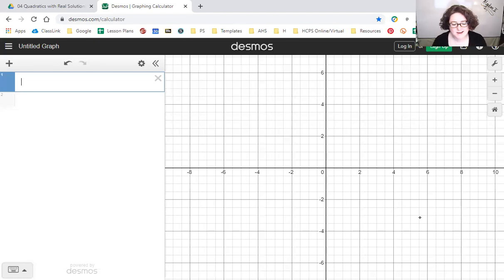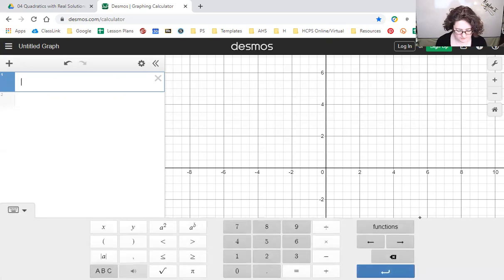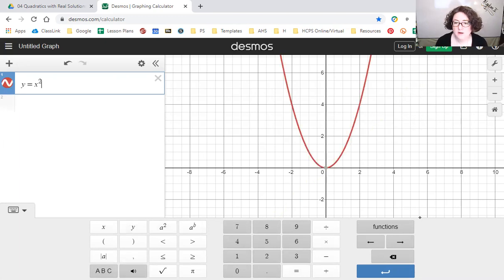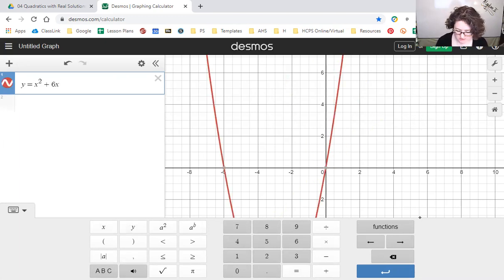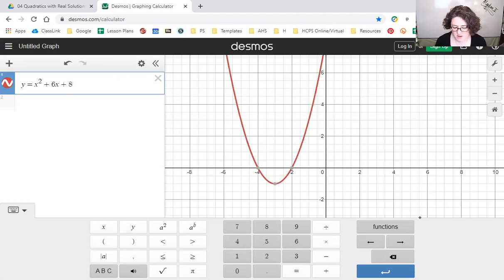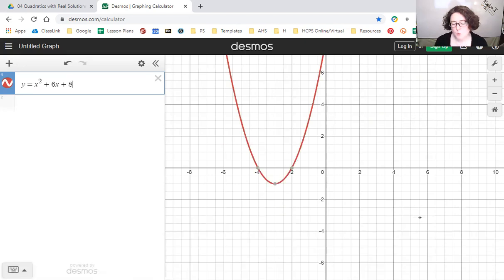So again, all we need to do is type it in exactly the way it looks. Actually, we don't even need to do y equals on this, but it works best when we do that. So I'm going to do y equals, and then whatever expression we had set equal to 0. So we have an x squared plus 6x plus 8. And looking at our graph, we have two x-intercepts, one at (-4, 0) and the other at (-2, 0), which is exactly what our solutions were. So the quickest way to solve most quadratics is to graph it and look for the x-intercepts.